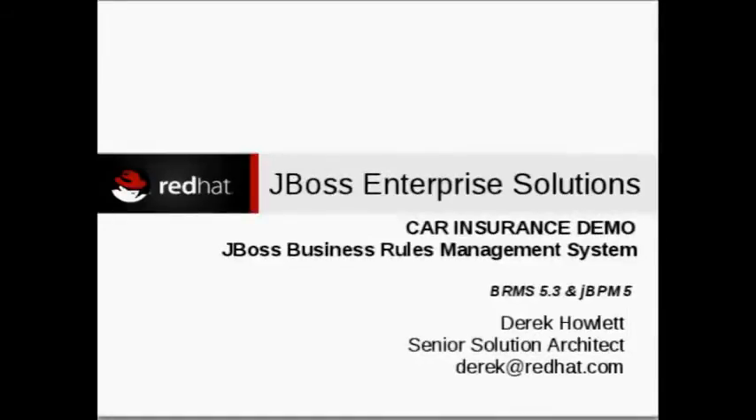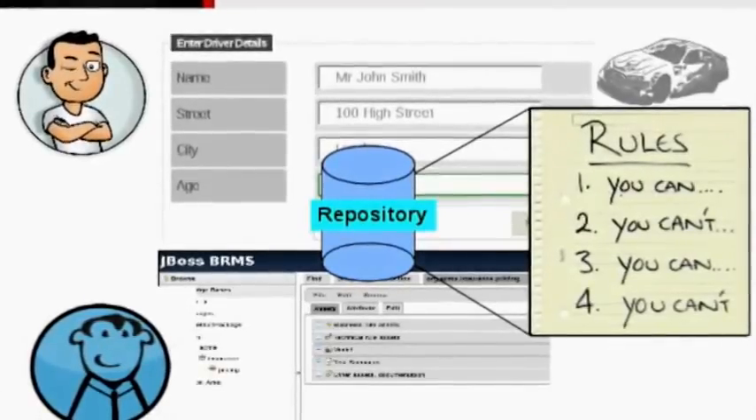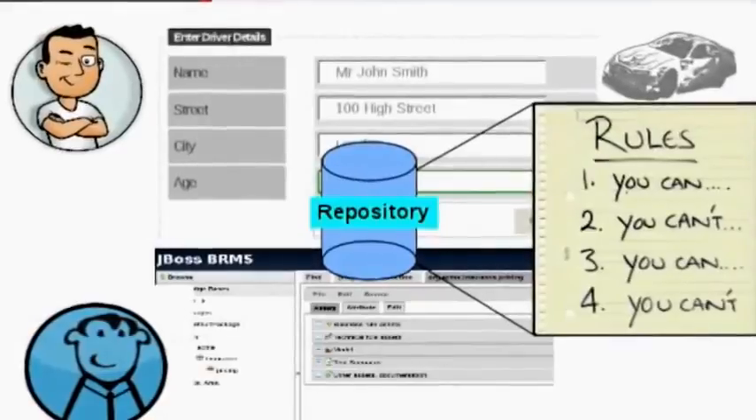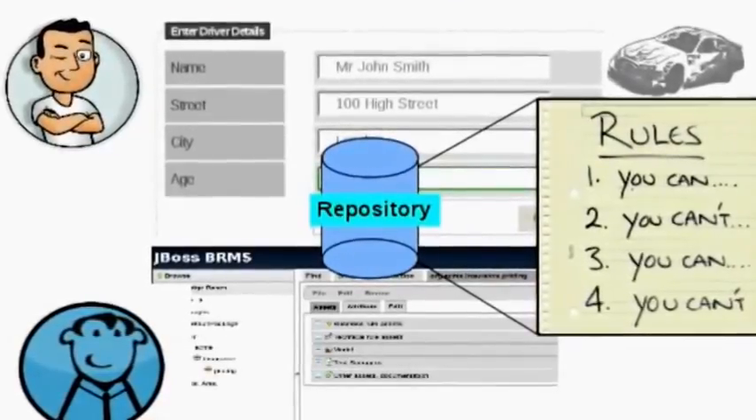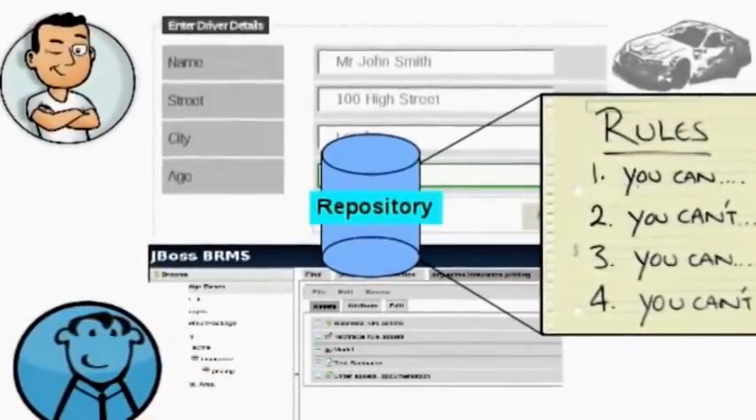Hi, my name is Derek Howlett. I'm a Senior Solutions Architect here at Red Hat UK. I'm here to tell you about a business rules management platform called BRMS, and today I'm going to show you the insurance demo, which features business rules and business process management. The scenario we feature today is simply a rules repository, a user going in, entering their details and getting a price.